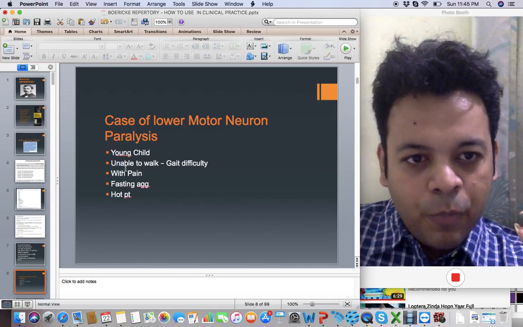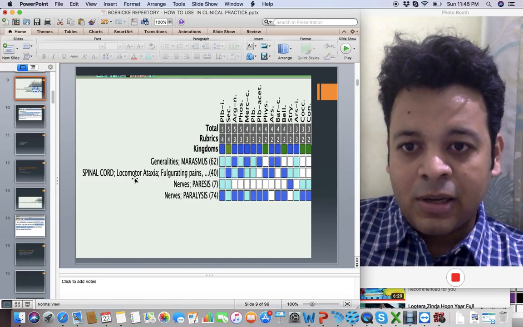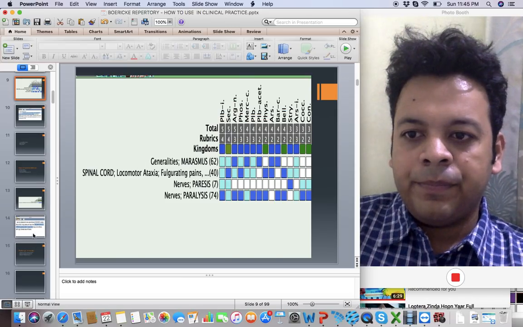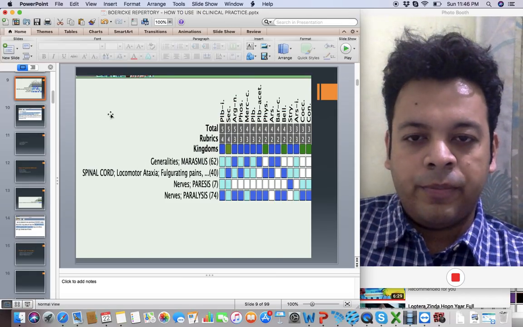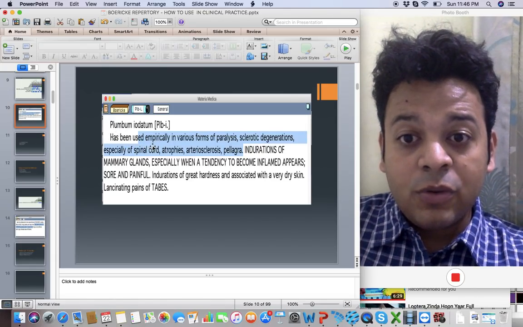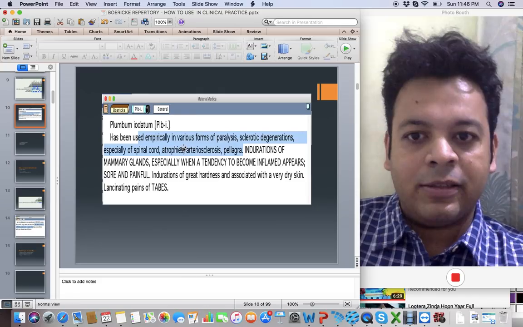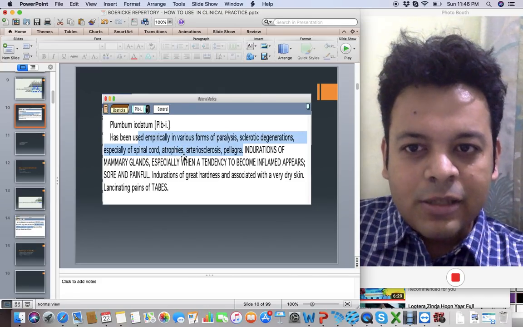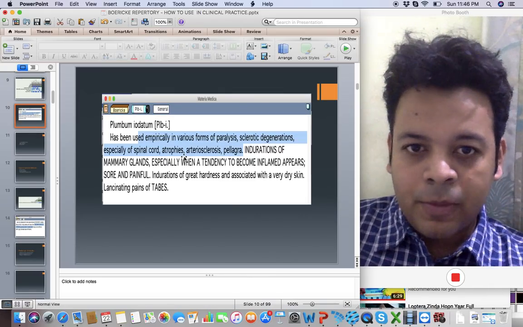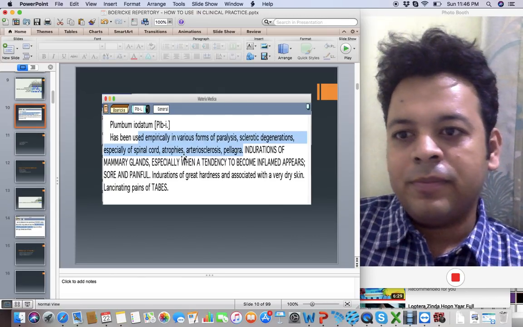So I just put these important clinical things into the repertory of Boericke. I put emaciated, marasmus, ataxia, paresis, and paralysis. And I found an interesting remedy coming up. And the remedy is plumbum iodatum. Then I studied it from the Boericke Materia Medica. It's written, it has been used empirically in various forms of paralysis and especially sclerotic degeneration of spinal cord, atrophies. This makes this remedy a top remedy for any kind of chronic paralysis. Remarkable that we normally think about plumbum but not plumbum iodatum. I want you to use it more often.